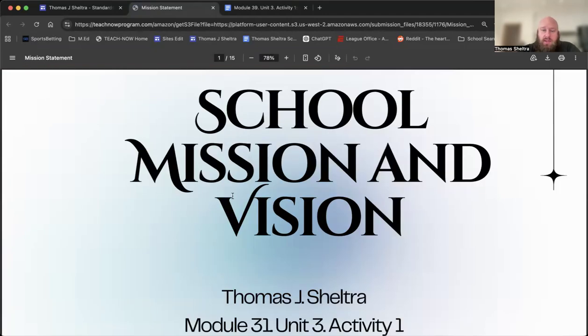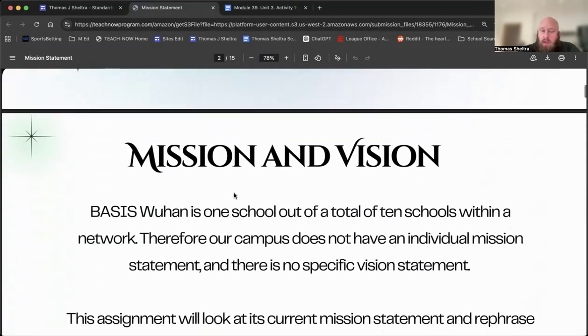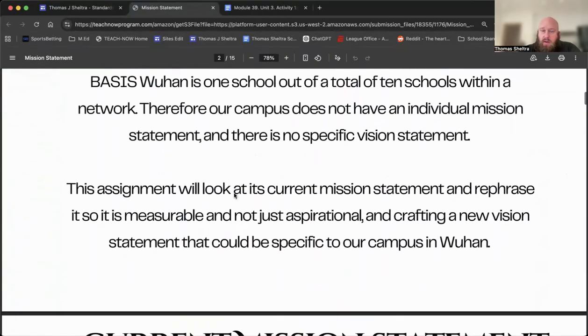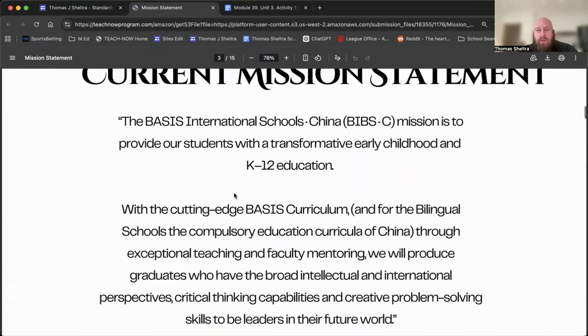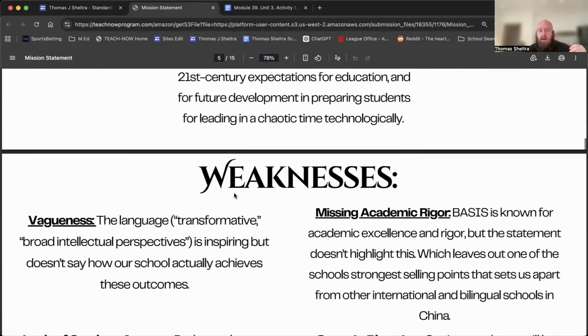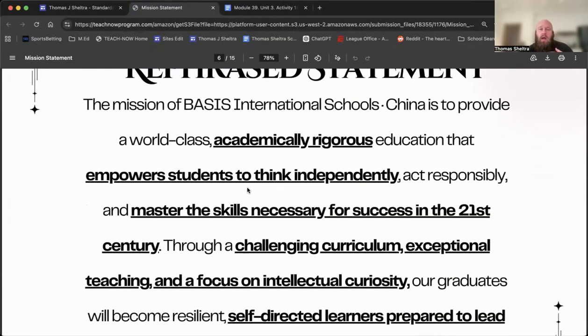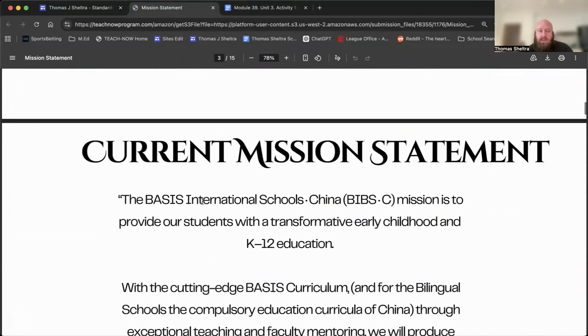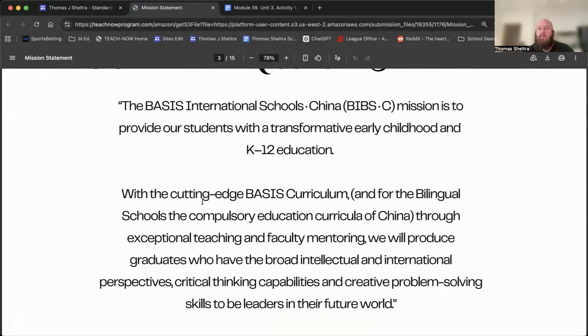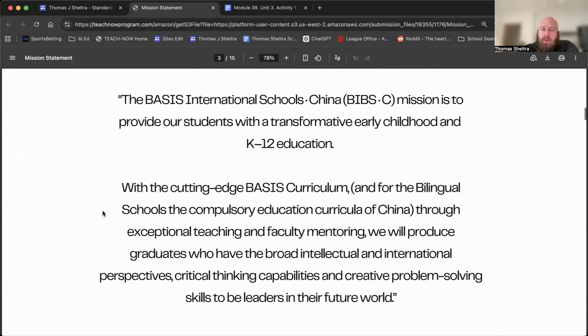One of the things about Basis Wuhan, where I currently work, is that Basis is a network of schools, and so even though I created a rephrased mission and values for our campus alone, this is the current statement for Basis China for our international and our bilingual schools. And so we do focus on student-centered learning, creating a global-minded environment for students because they're going to go to school abroad.